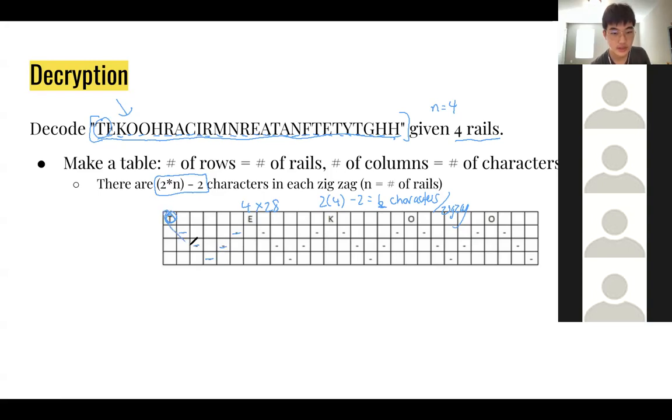So that's how I know that I used 6 characters in my zigzag, and that's how I can check that I built my zigzag correctly. So basically, you put the first letter in, which is T, and then you complete the zigzag with the appropriate number of characters, and then you put your second letter in, which is E. So you just keep doing that until you run out of space inside your table. So E, 6 letters later, K, 6 letters later, O, 6 letters later, O.